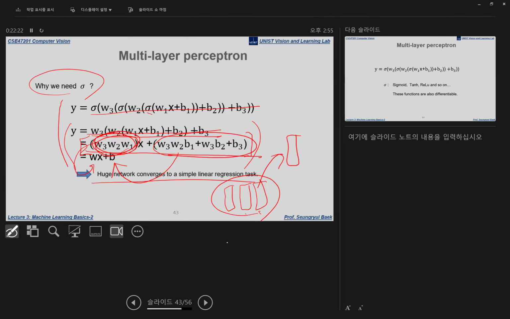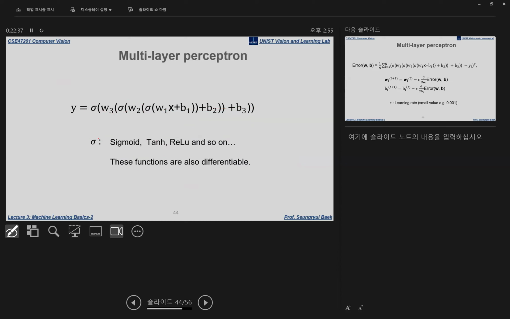So the researchers came to realize that we need something that can prevent this type of reduction. To do that, they apply the sigma function. Usually we use sigmoid, tangent hyperbolic, ReLU, or other functions. Their common characteristic is that these functions are nonlinear. Nonlinear means that they are not a straight line.